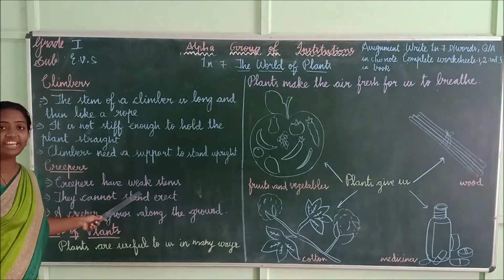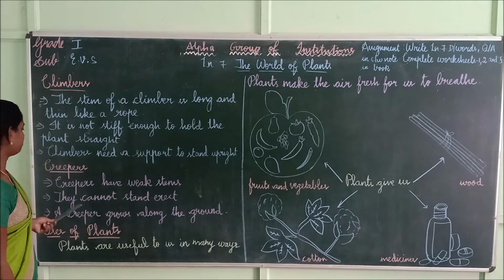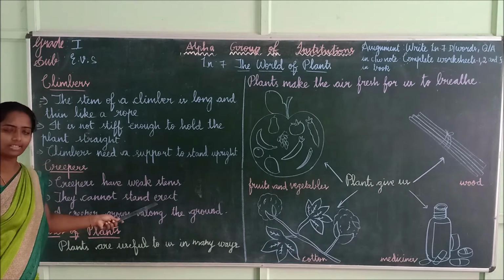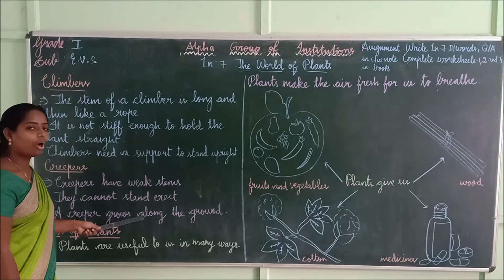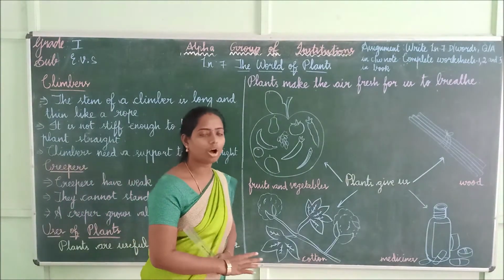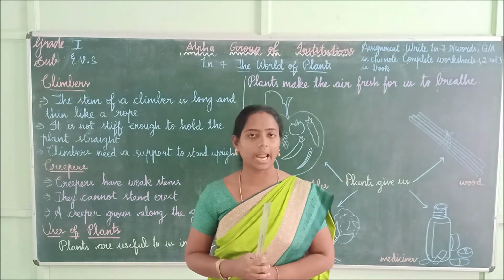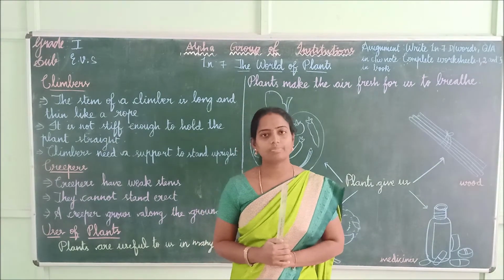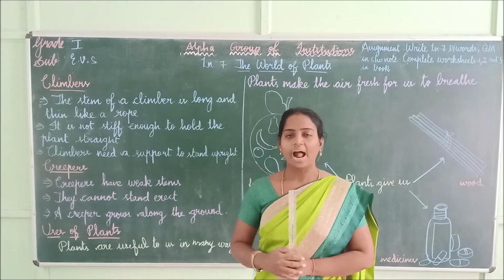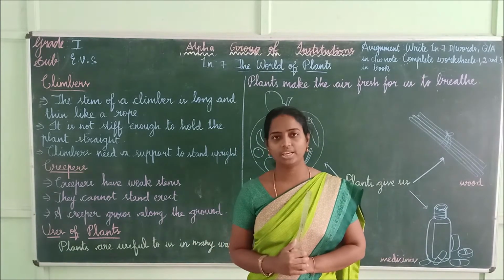Creepers have weak stems. Creepers also have very weak stems. They cannot stand erect. A creeper grows along the ground. Creepers, how do they grow? They grow along the ground. Examples are pumpkin and watermelon. Pumpkin and watermelon are called creepers because they grow along the ground, do not stand erect, and the stem is very weak.